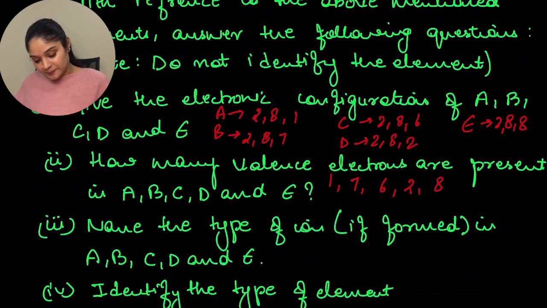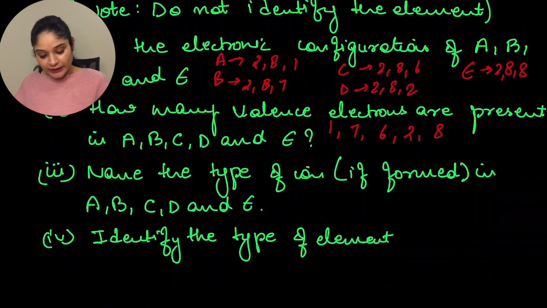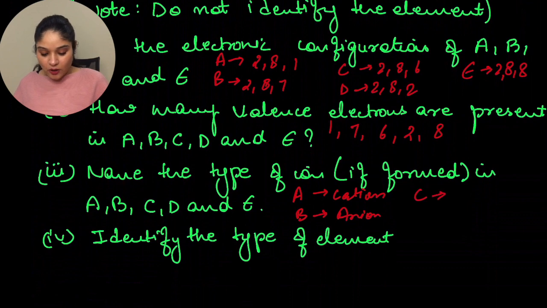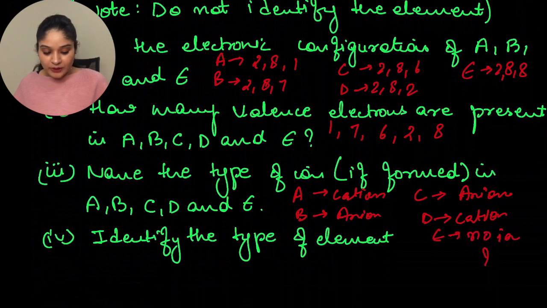Then they are saying name the type of ion formed in A, B, C, D and E. A will form a cation, B will form an anion, C will form an anion, D will form a cation again, and E will form no ion. It will not form any ion because the octet is complete.